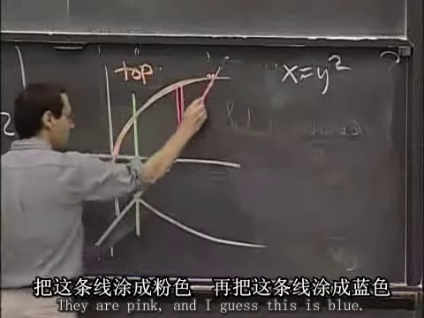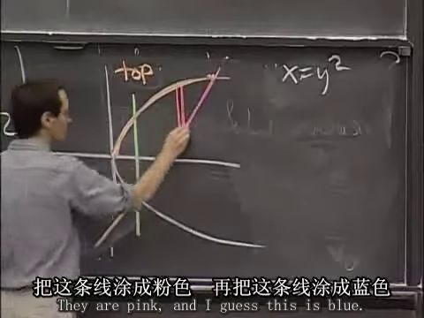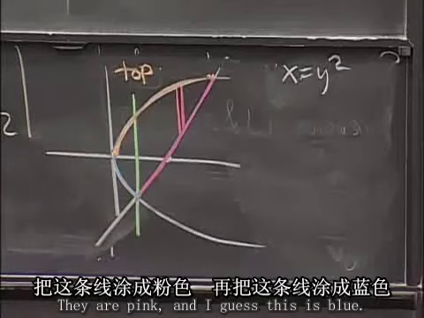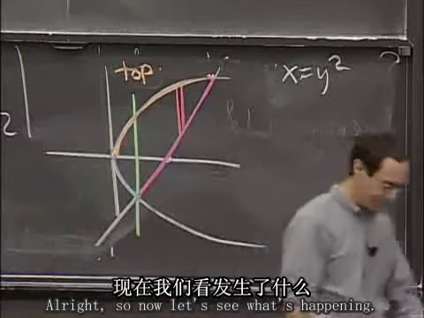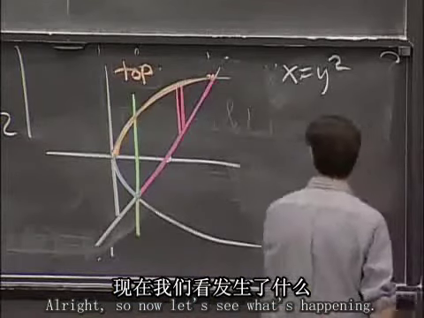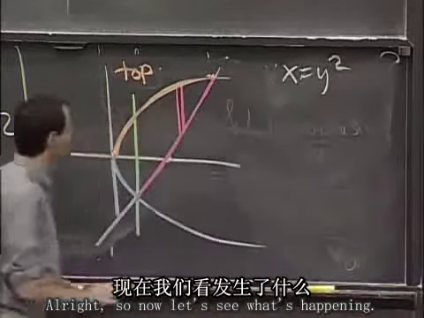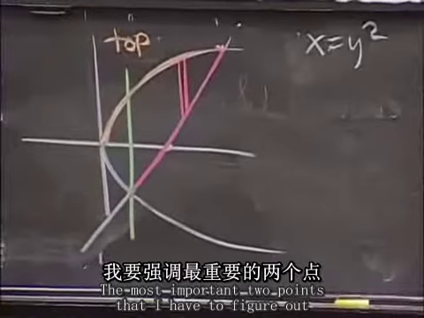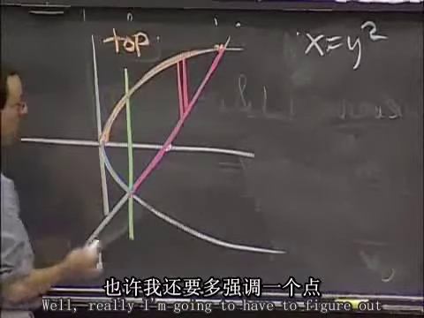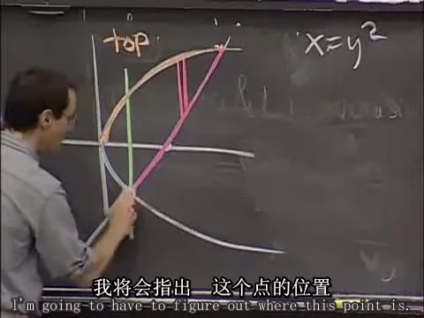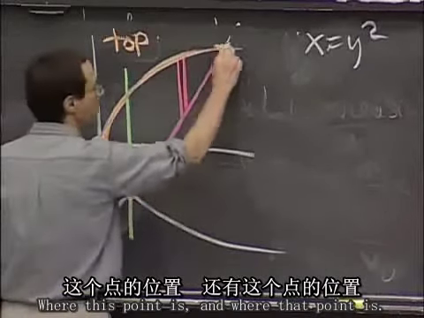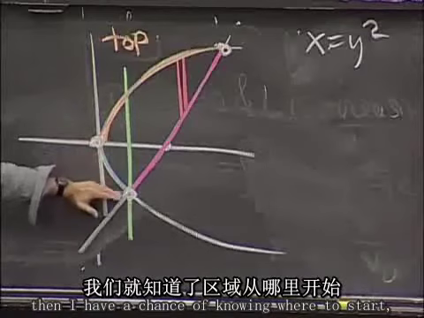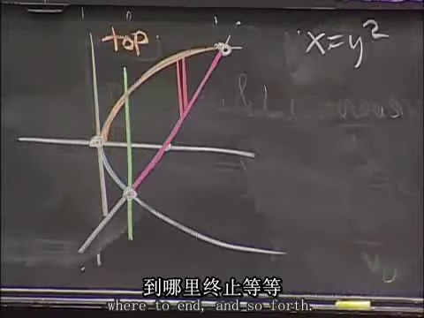They are pink, and I guess this is blue. All right, so now let's see what's happening. The most important points that I have to figure out in order to get started here, well, really I'm going to have to figure out 3 points, I claim. I'm going to have to figure out where this point is, where this point is, and where that point is. If I know where these 3 points are, then I have a chance of knowing where to start, where to end, and so forth. Another question?